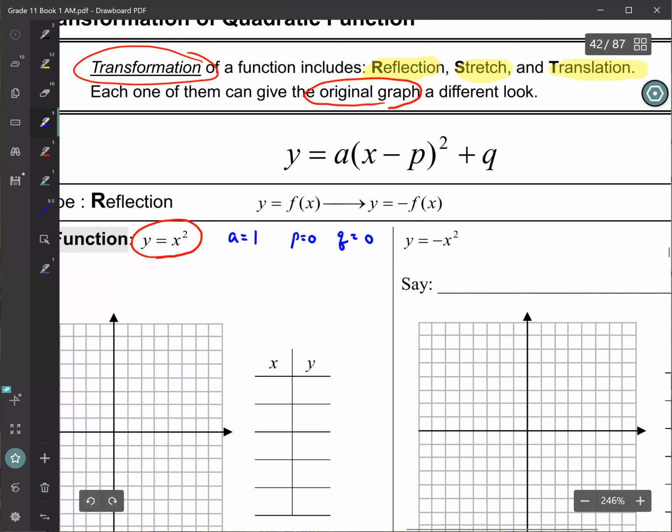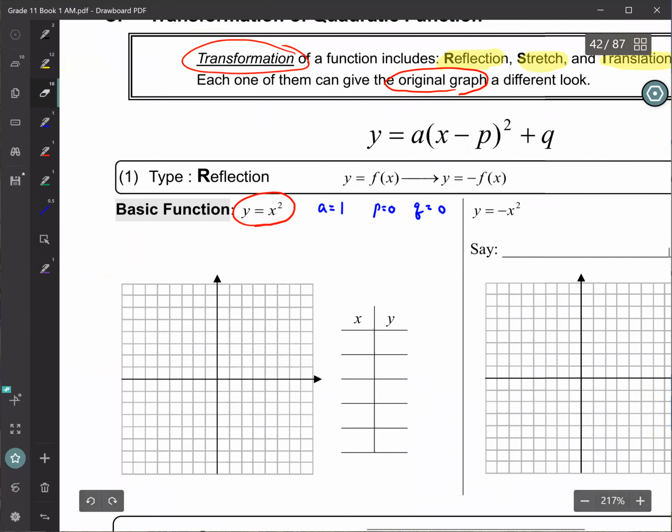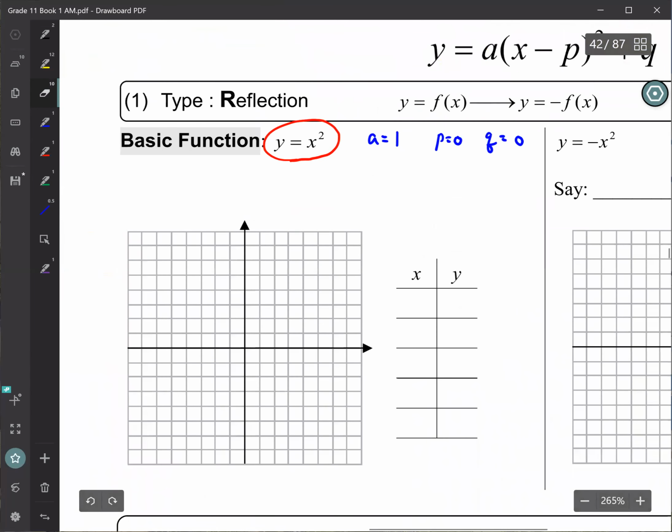So think about if I sub these three numbers, 1, 0, 0 into the form, right? Y equal to 1, x minus 0, squared plus 0, right? Because 0 is gone. Minus 0, it doesn't do anything, right? 1, make it invisible. So it becomes y equal x squared, okay? So even though it's written like that, it still has the APQ. So it's the simplest one. That's why it's called the original graph, okay? It doesn't have any extra things. So let's look at what the basic, or the original one, looks like.